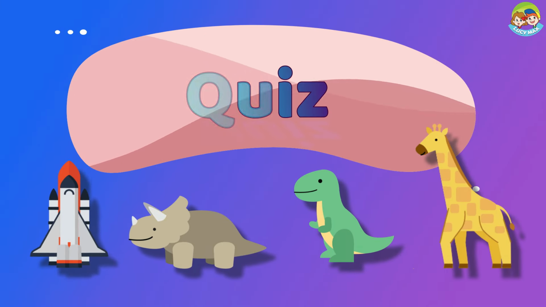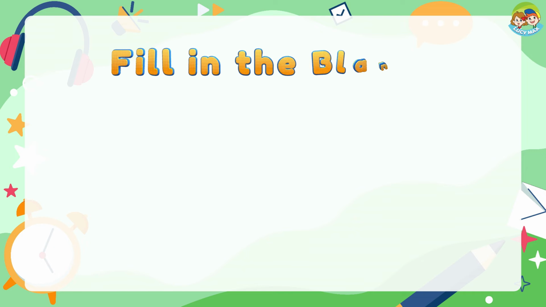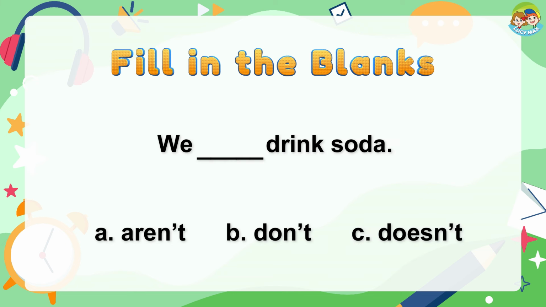Quiz. Fill in the blanks. It says, we blank drink soda. We goes with the do verb don't. Here it says, we don't drink soda.